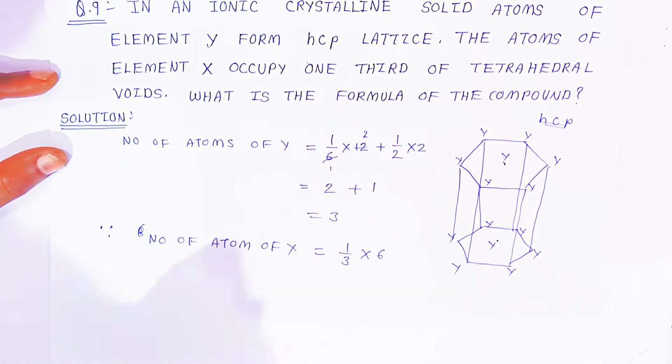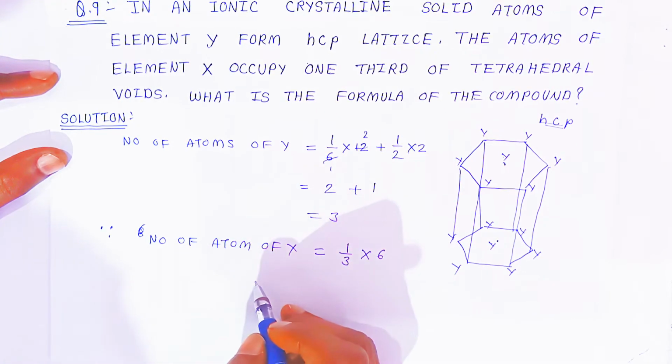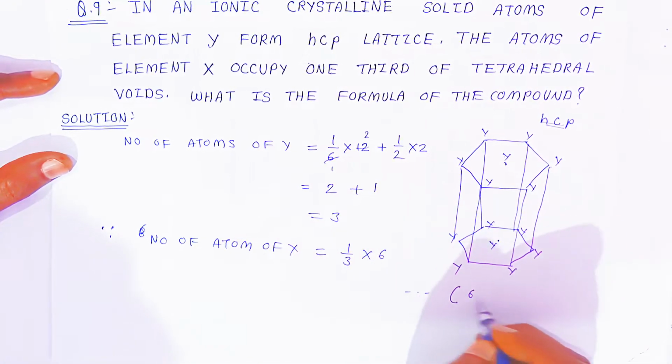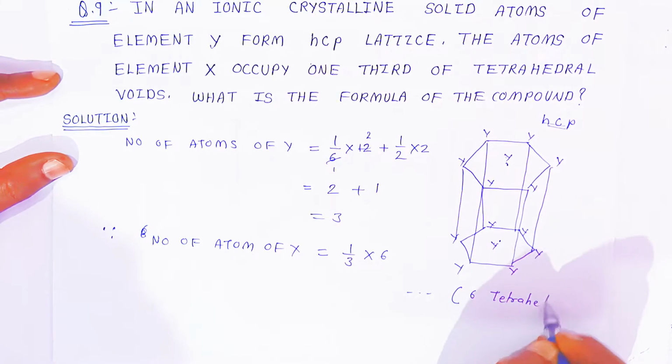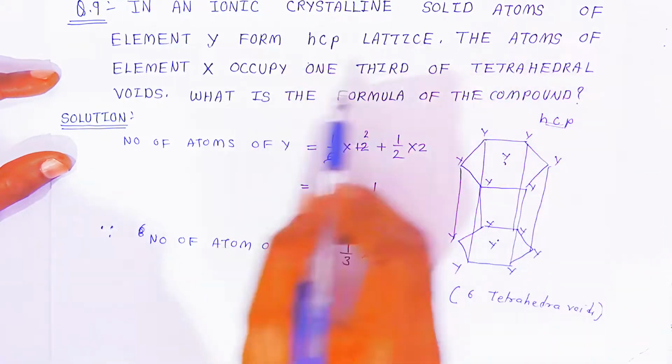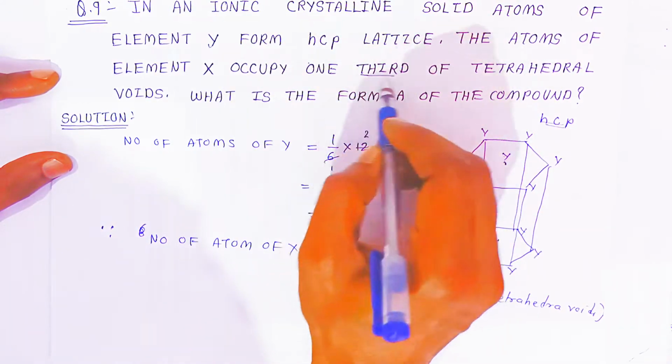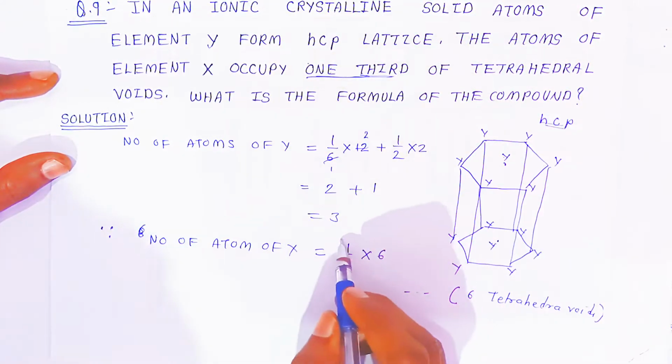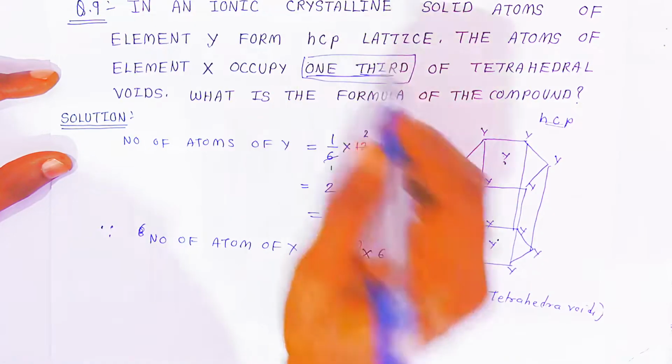Understanding, students? Because there are six tetrahedral voids present in the SCP. Understanding? So here the question, they are written because X occupies 1/3. 1/3 is nothing but 1 upon 3. Understanding, students? This is 1/3 of tetrahedral voids.